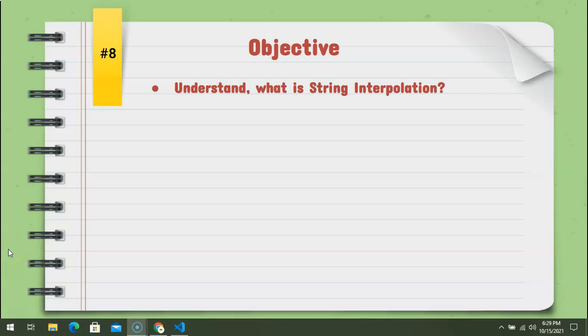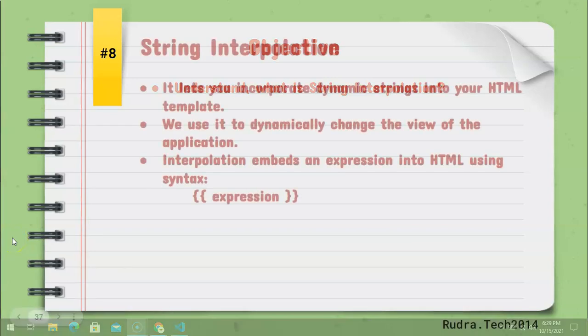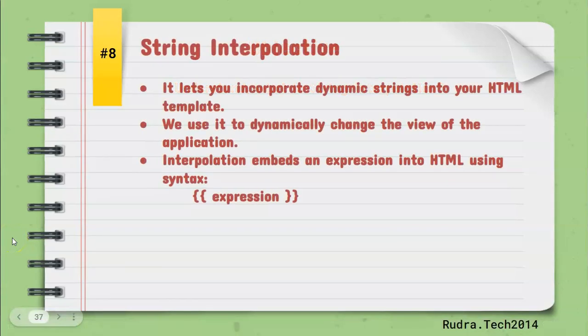Objective of this video is to understand what is string interpolation. Now, string interpolation, or nowadays called text interpolation, is a way to incorporate dynamic strings into your HTML template. Now, we use Angular components with HTML templates. The string interpolation will help you to dynamically change the view. That means it will help you to change the values within the HTML from our component.